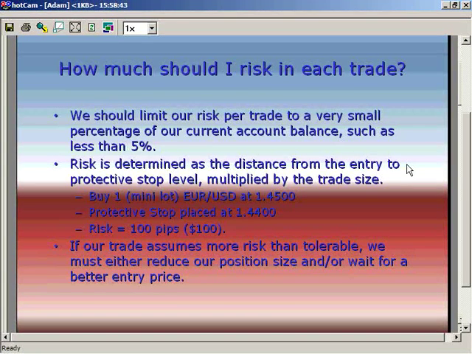So in the case of a $10,000 account, we want to risk no more than 5% of that. Well, 5% of 10,000 is 500. We want to risk that on a 100 pip stop. How many mini lots can we trade? The first one that types in the correct answer receives a round of applause.